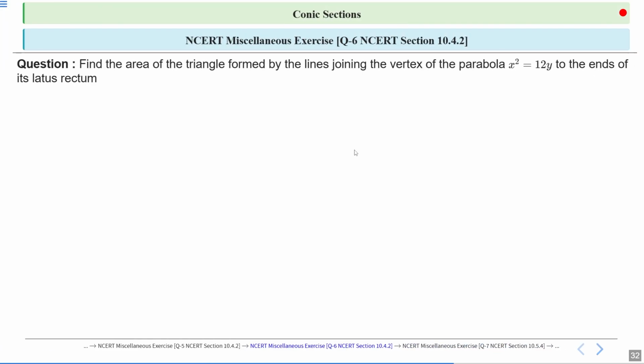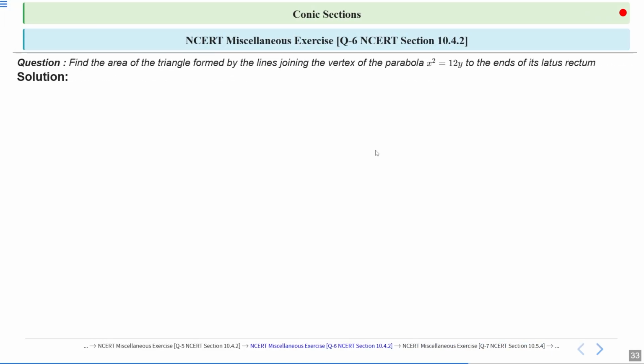So, in this question, we have to find the area of the triangle formed by the lines joining the vertex of the parabola x square is equal to 12 times y to the ends of its latus rectum. So students, first of all, think about this. How would you approach this question?